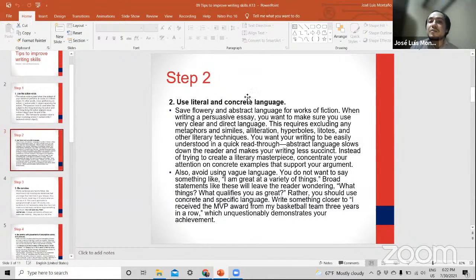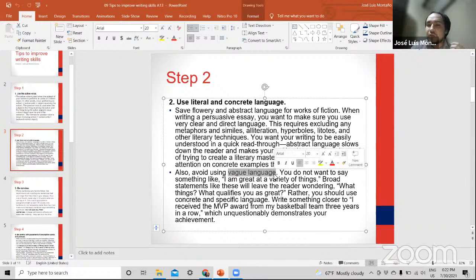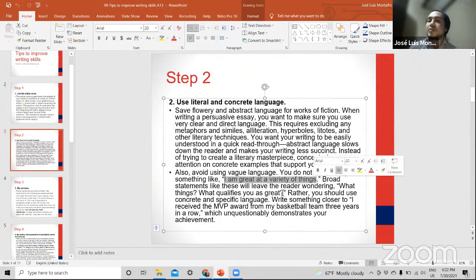Use literal and concrete language. Now, this is something that you were asking me, right? So what is it to use literal and concrete language? It's only not to use metaphors, and not to be vague in terms of using the language. It means you're not going to say, I am great at a variety of things, right? You're not going to say, a healthy diet is good because of many reasons. You don't have to say that.